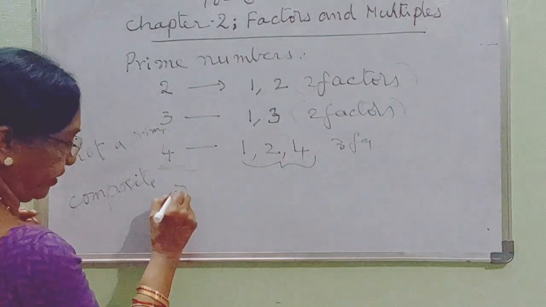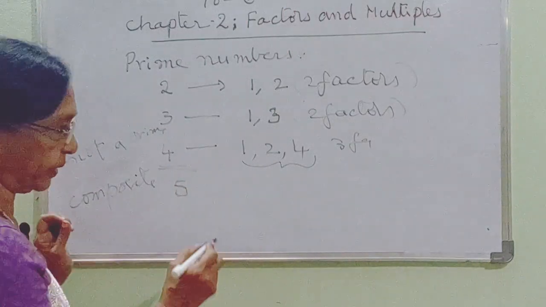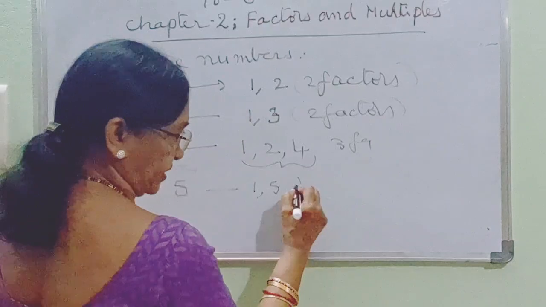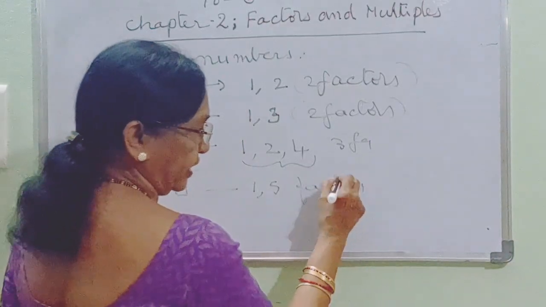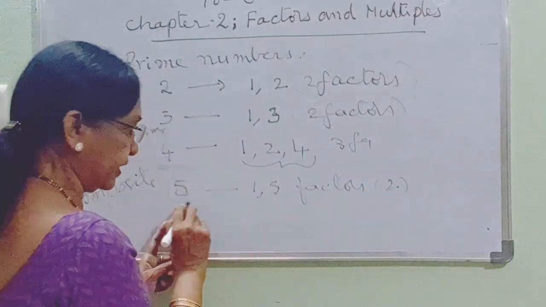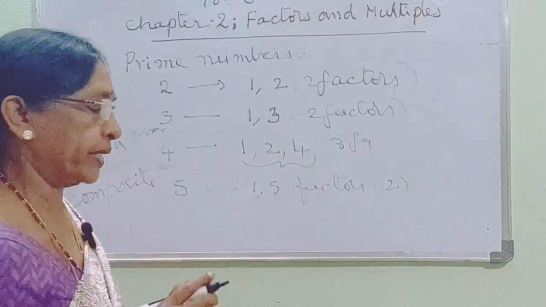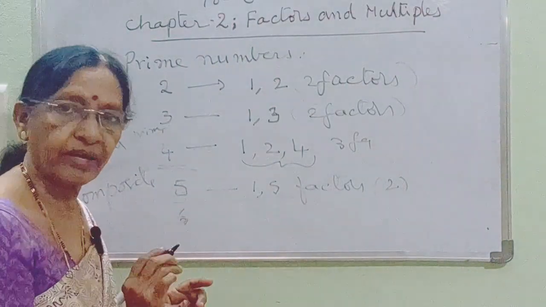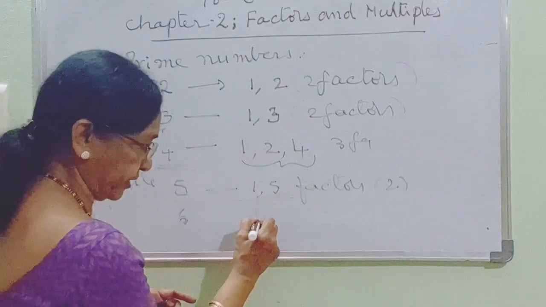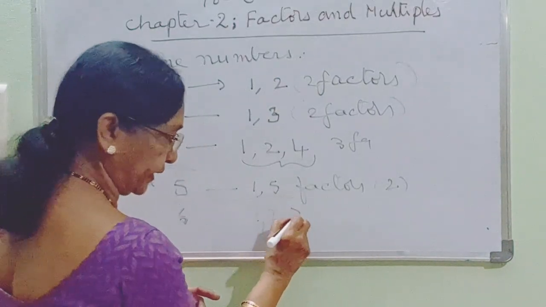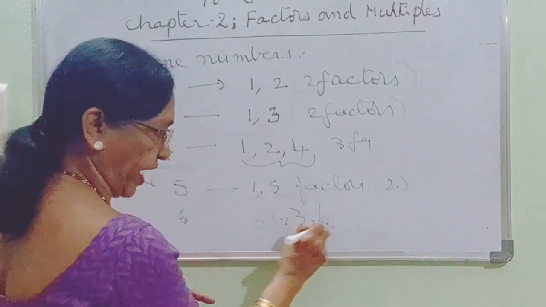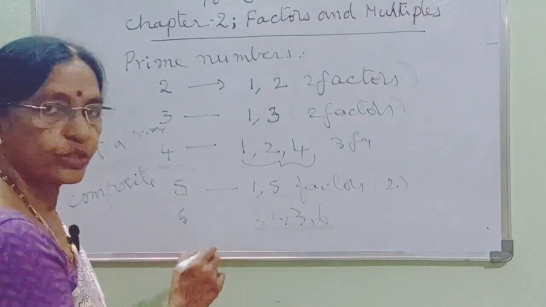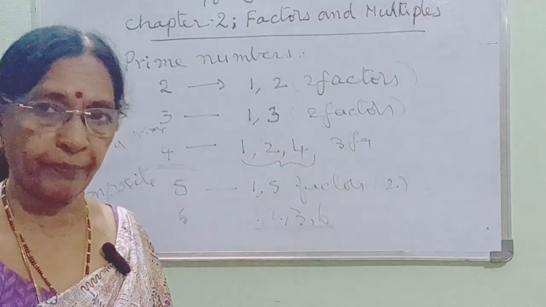Next, 5. 5 is also a prime number because it has 1 and 5 as factors. How many factors are there? Only 2 factors. Therefore, 5 is a prime number. Next, 6. 6 is not a prime because it has 1, 2, 3 and 6. 4 factors. Therefore, it is not a prime, so it is a composite number.